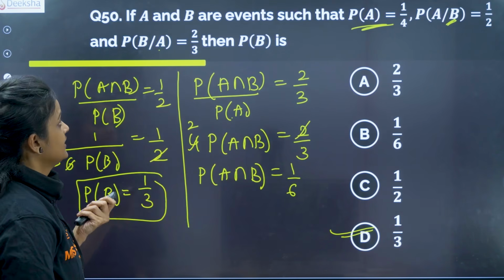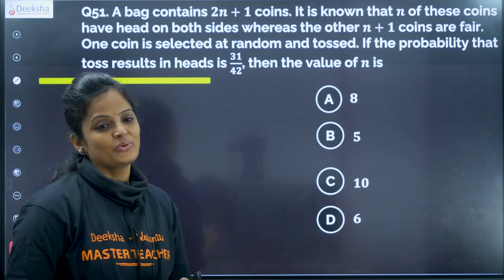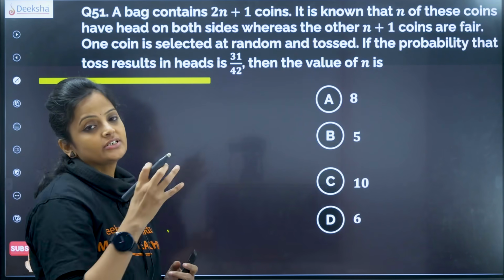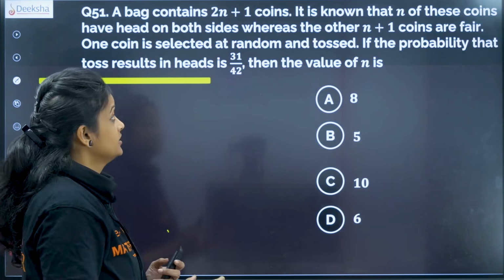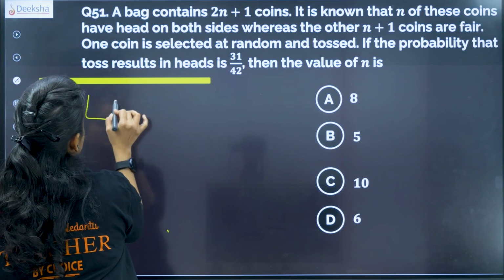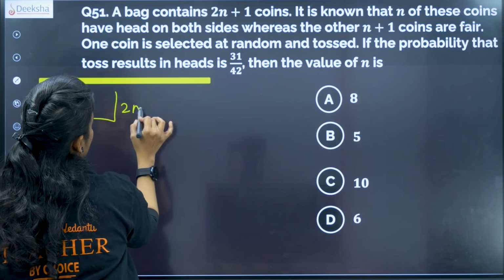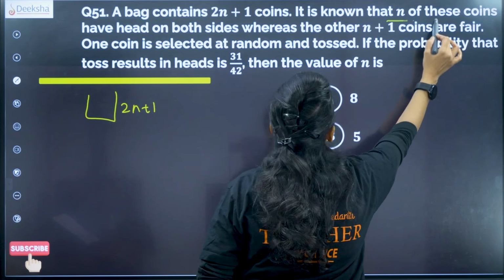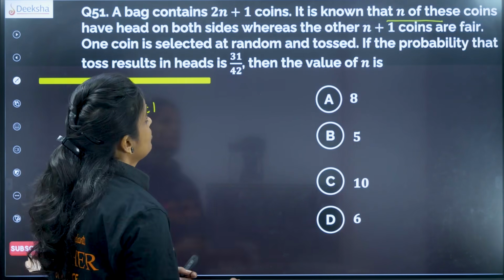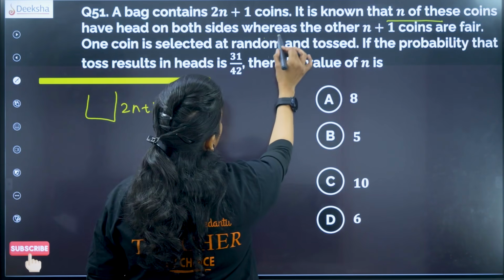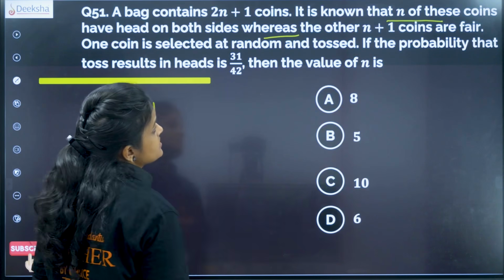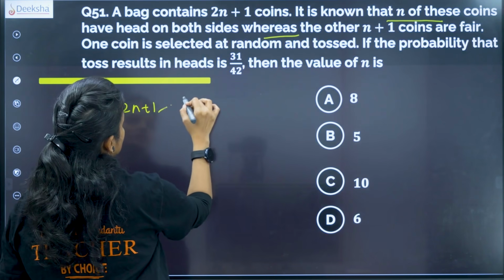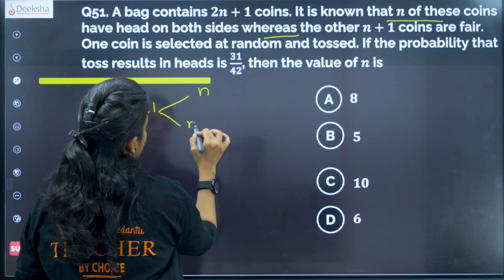Done? Let's see the next question. The question is lengthy but the answer is very simple. You have to capture the data by reading word by word. Okay, a bag contains 2n plus 1 coins. It is known that n of these coins have a head on both the sides, whereas the other n plus 1 are fair. Okay, so two events we are talking about here. One has n and the other one has n plus 1.